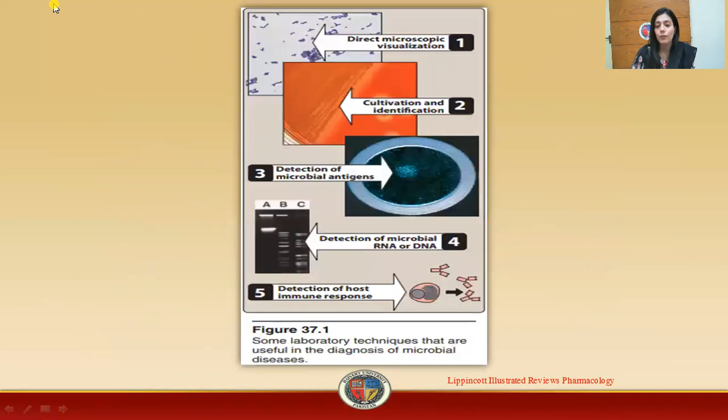Now, what are the ways by which you can identify the organisms? There are different ways which you have already studied in microbiology: by culturing technique, by using microscopes, by cultivation, by detecting the microbial antigens, by the detection of microbial RNA and DNA, by the detection of the host immune responses, by the type of inflammatory agents that an individual is releasing, and on the basis of the antibodies which an individual is releasing.